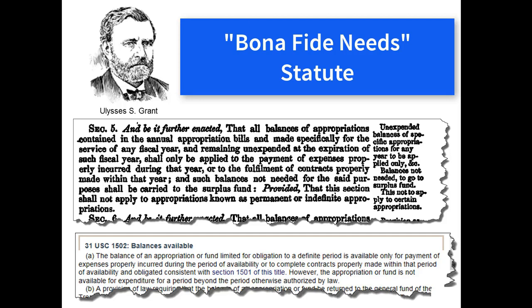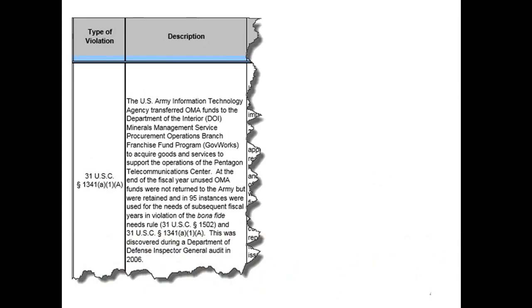Again, violations of the Bona Fide Needs Statute aren't automatically a violation of the Anti-Deficiency Act. But if you charge the wrong year, and then have sufficient resources to cover the obligations in the correct year, you could have a violation. In this example, DoD transferred funds to Interior's GovWorks program, and unused funds were not returned to DoD. Instead, they were used for needs in subsequent fiscal years. This violated the bona fide needs rule and resulted in a violation of 1341A1A.